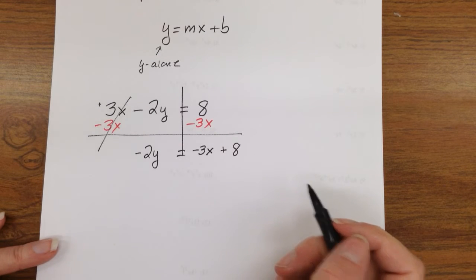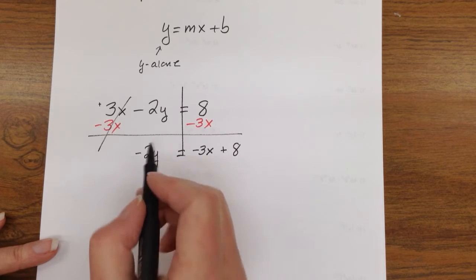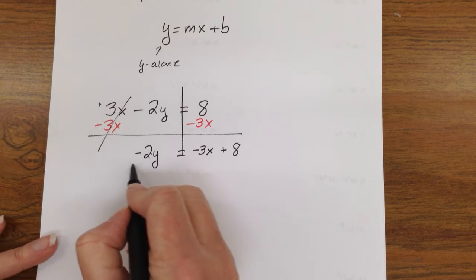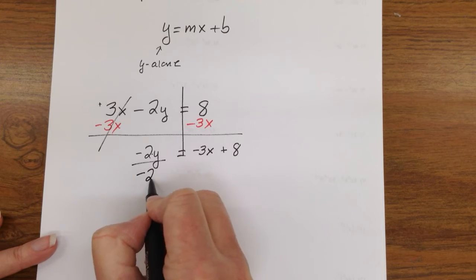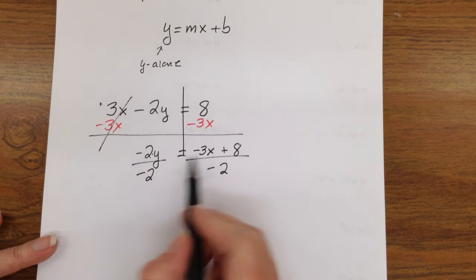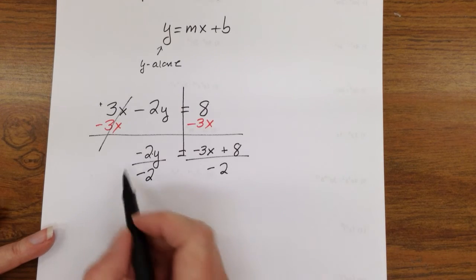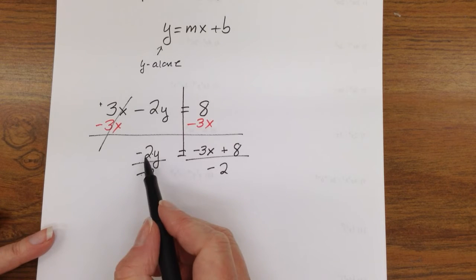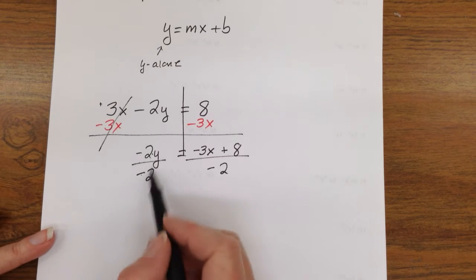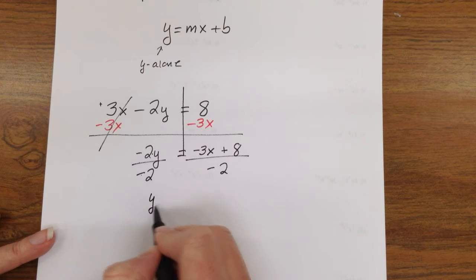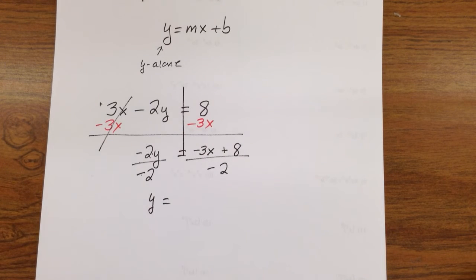All right. The y is not quite alone. It is negative 2 multiplied by the y. I want to get that y alone, so I'm going to divide both sides by negative 2. Now you'll notice I did the entire side and the entire side. Negative divided by negative is positive. 2 divided by 2 is 1. That is positive 1 times y. 1 times y is just y. Now what about the right-hand side?